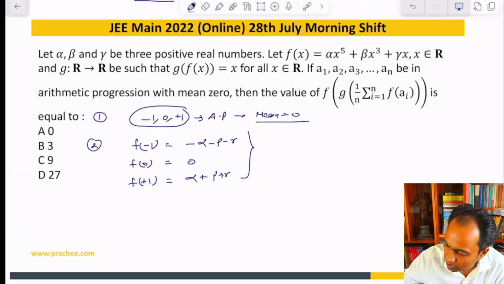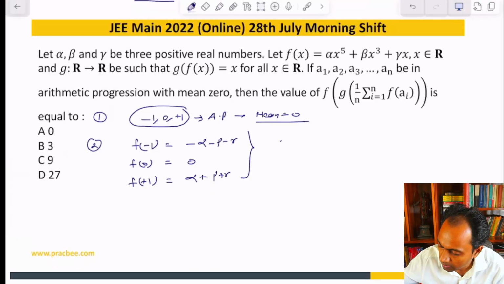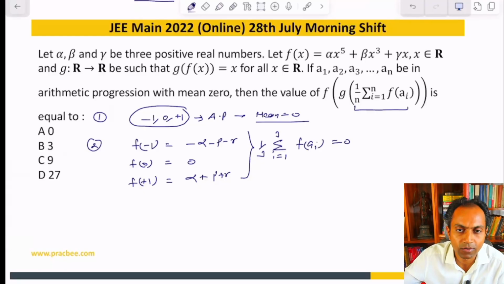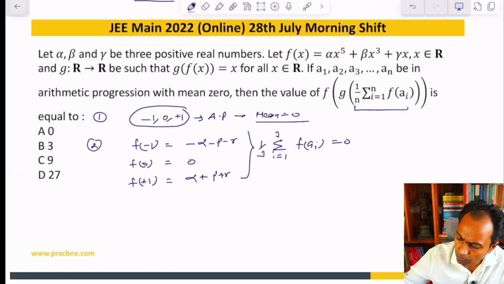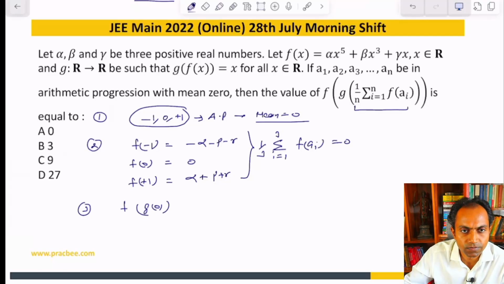What they are saying is add all of these values. If I add them, it will become the summation of i equal to 1 to n, that is 3, times 1 by 3. Now, what I am writing is this internal term, and if you add them, it comes out to be 0. So you can get the value as 0. Now, if this becomes 0, what happens to our question is this is f of g of 0. See, now f(x) and g(x) are inverse functions. So g of f(x) is x, and f of g(x) will also be x. So f of g of 0 also comes out to be 0.